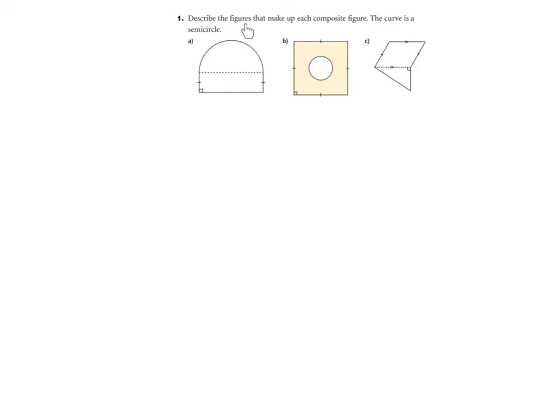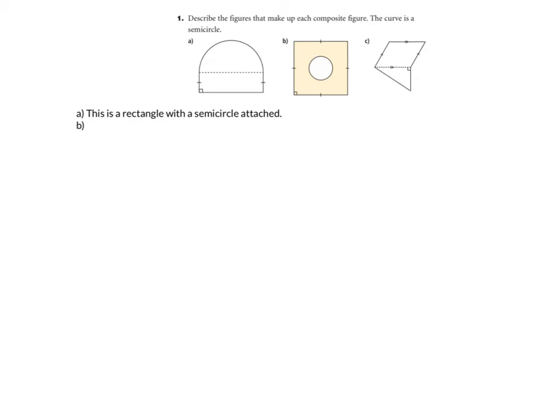Alright, describe the figures that make up each composite figure. The curve is a semicircle. Alright, part A, let's look at here. We see a rectangle with a semicircle. So it's a rectangle next to a semicircle.